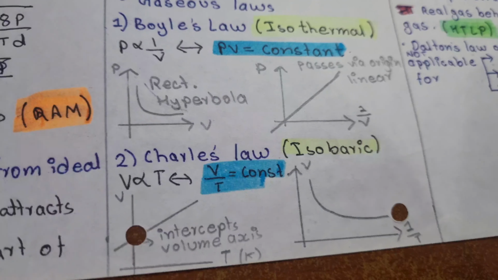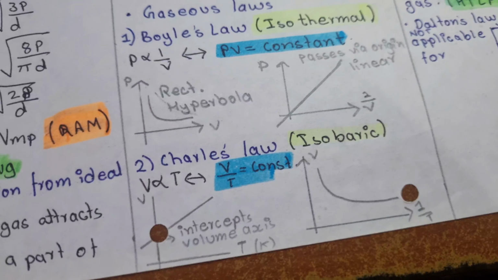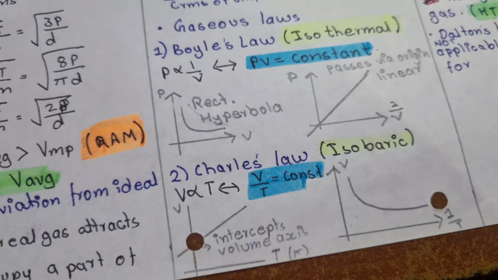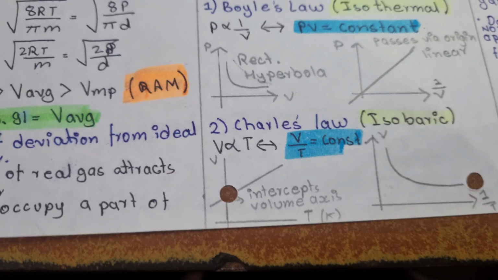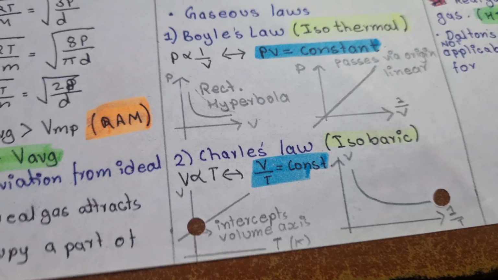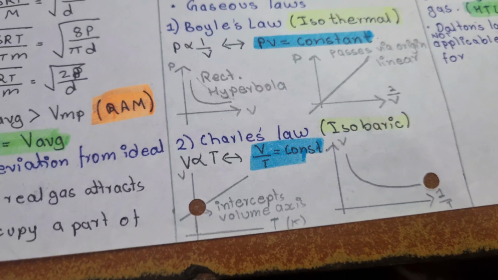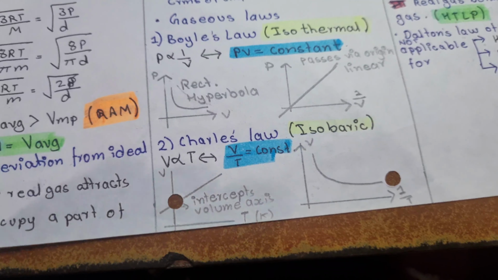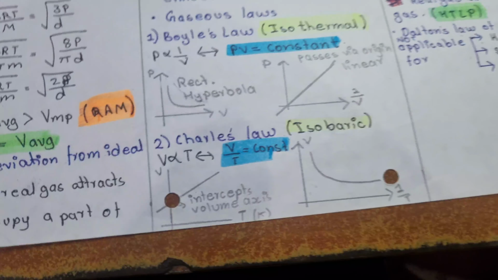Charles' law is applicable for isobaric condition, which simply states that for each 1 degree rise in temperature, the volume of a given mass of gas increases by 1/273 of its volume at 0 degree centigrade, provided that pressure remains constant. That is isobaric condition, or that simply equals V divided by T equals constant, or V is directly proportional to T. Now there are two graphs of Charles' law.